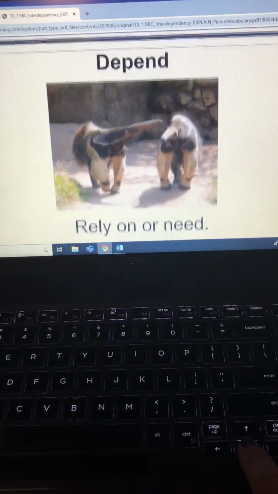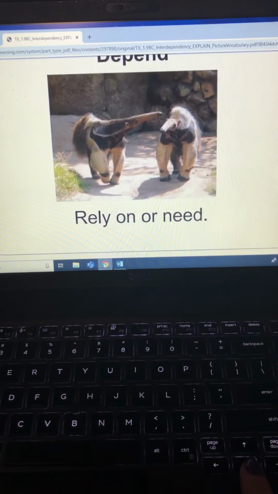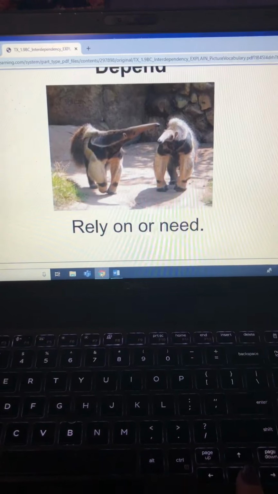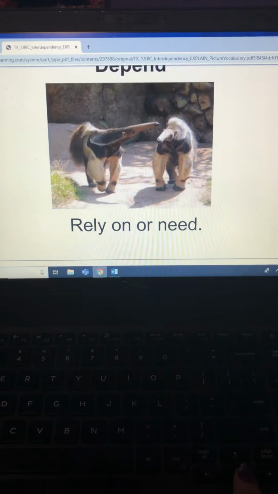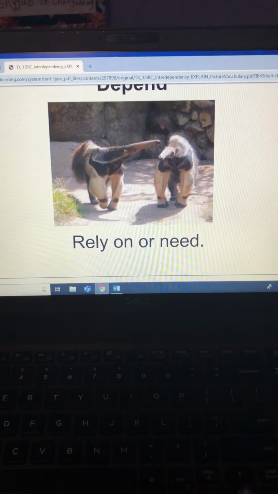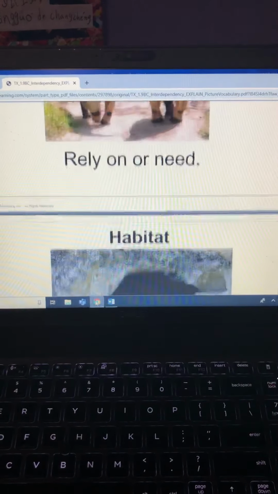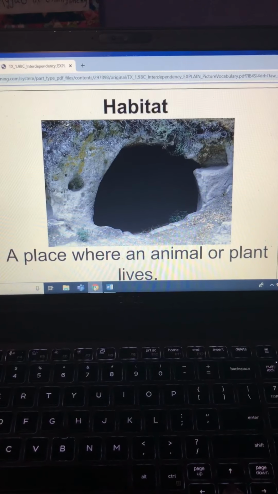Depend. That means you rely on or need something or someone. And remember, we depend on a certain few things to stay alive. Maybe you can remember them, hopefully. Remember, space, air, food, water, shelter. Those things we depend on to stay alive.